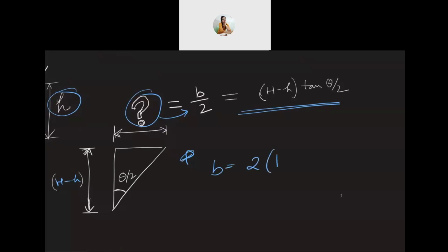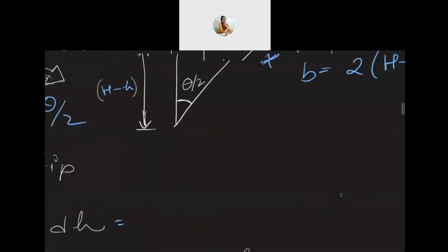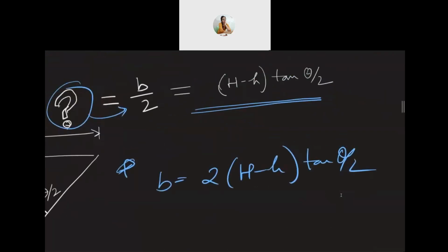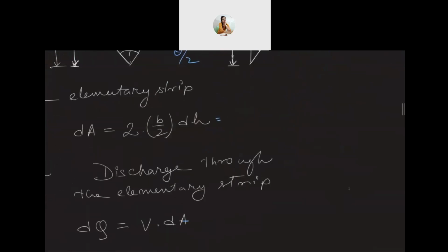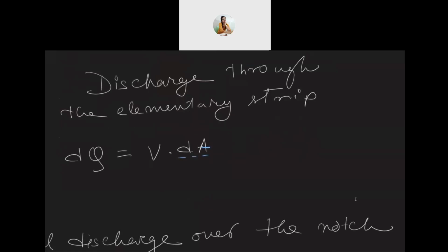And therefore we can write the elementary area as dA equal to b into dh, that is twice of (H minus h) tan theta by 2 into dh. And therefore, the discharge through this elementary strip, dQ, let's say, is equal to the velocity multiplied by this elementary area dA, and velocity is root over 2gh, and the area is given as this much.